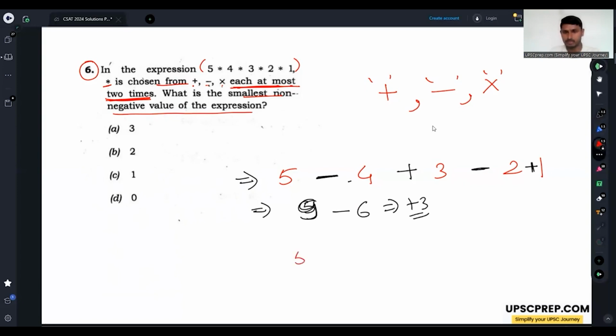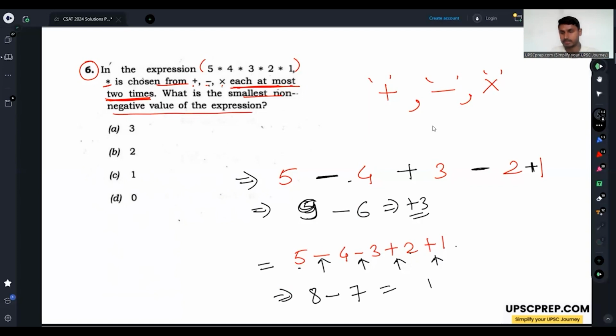That is what we want to do, right? So for example, if I use 5 -4 -3, okay, and here +2 +1. So what I have done here now, subtraction symbol two times and addition symbol two times. We have not exceeded the limit. So what will happen here? It will become 5 plus 2 plus 1, 5 plus 3 is 8, and here 4 minus 3 is 7, 8 minus 7 is 1. So 1 is the minimum number that I'm able to get, right?